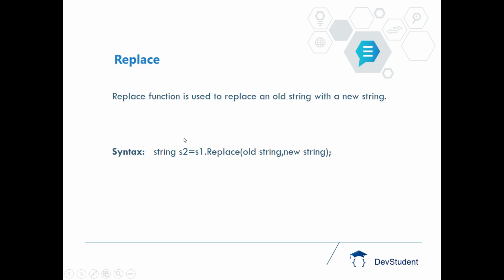Now going back to my slides, there is one more method called Replace. The Replace function is used to replace an old string with a new string. For example, if you have two strings and you want to replace one string with the other string, you can use this Replace method. Syntax looks like this: string st = s1.Replace(old string, new string). You can use the old string as the first parameter and the new string as the second parameter, so that the new string will be replacing the old string.